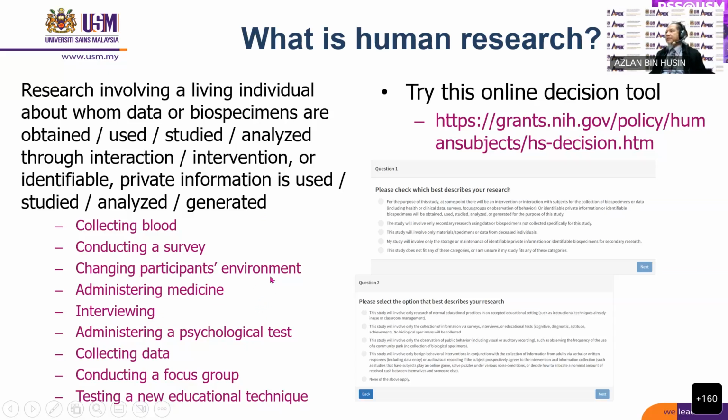I can recommend you to go to this good tool that is prepared by the US authority to help you to have a good screening on how to decide whether your study is related to human research or not. This is something that you can always use online as a screening method.